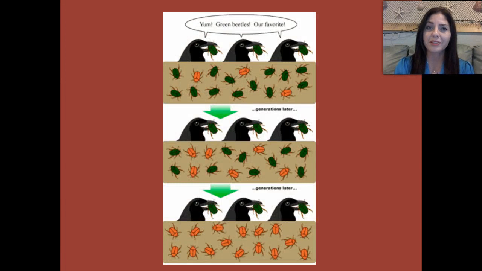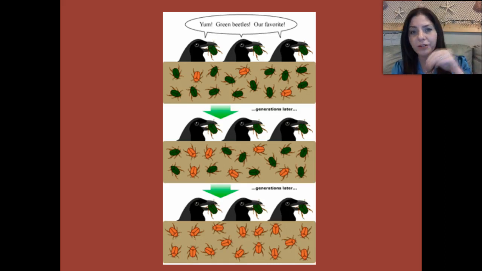Another example would be these blackbirds and the green and the orange beetles. So generation 1, for example, if we have green and orange beetles, and those blackbirds love those green beetles, they're going to eat all of those green beetles. The next generation, you're going to see fewer green beetles being able to reproduce because they got eaten.